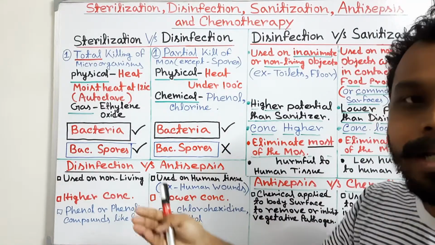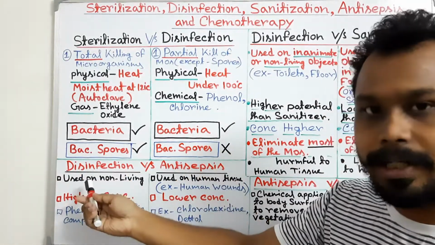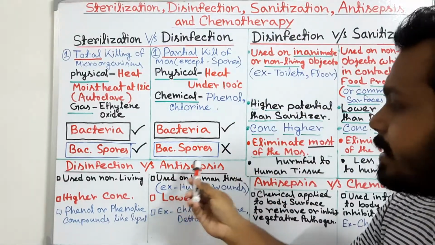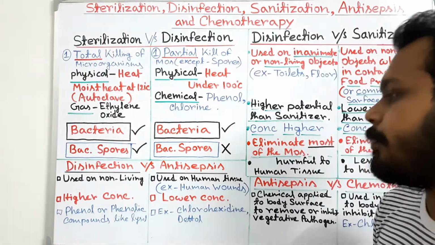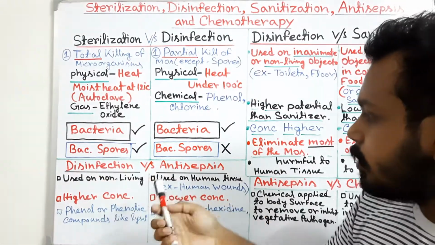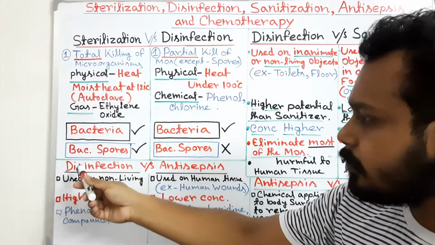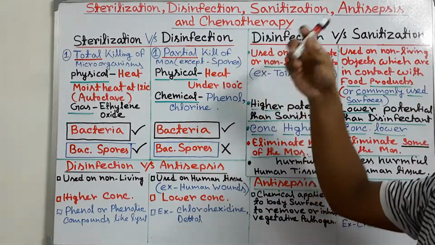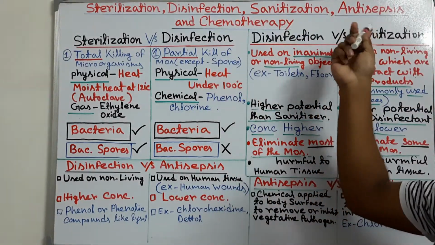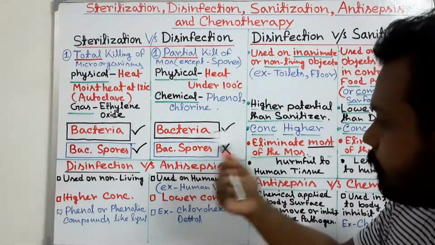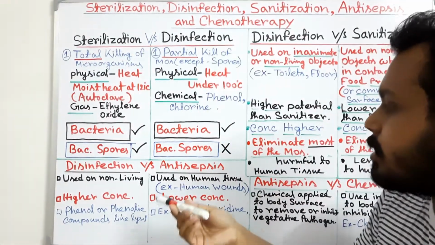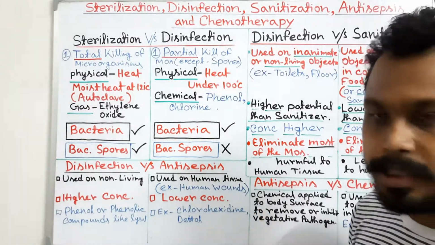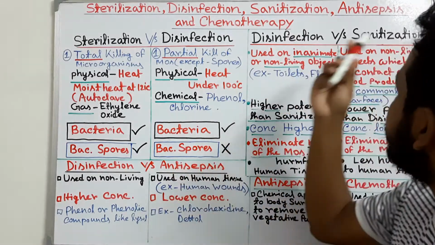By lowering the concentration of the disinfectant, we can use it as a sanitizer or as an antiseptic. So the highest concentration of chemical is present in disinfectants, a lower concentration is present in sanitizers, and the lowest concentration is present in antiseptics. Okay, so these are the main differences between disinfection, antisepsis and sanitizer.